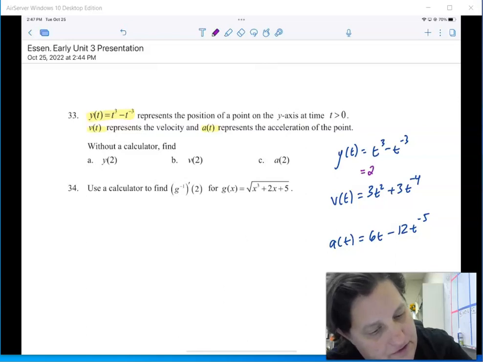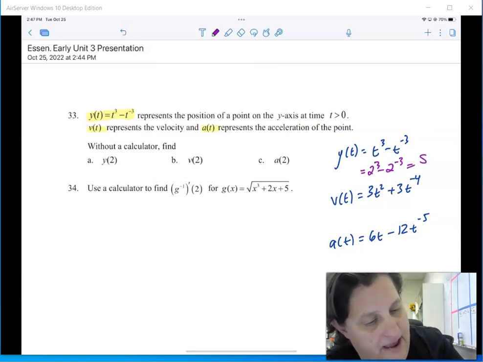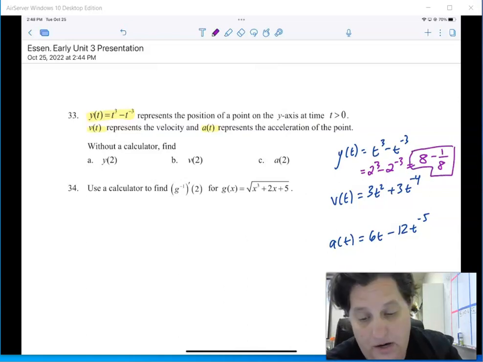This would be 2 to the third minus 2 to the negative third. Remember, on a free response, I can leave it like that. I could also say 8 minus 1 over 2 to the third is 8. And, I mean, we can figure that out, but I'm not going to.